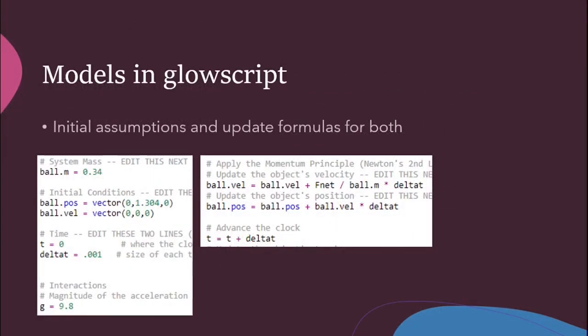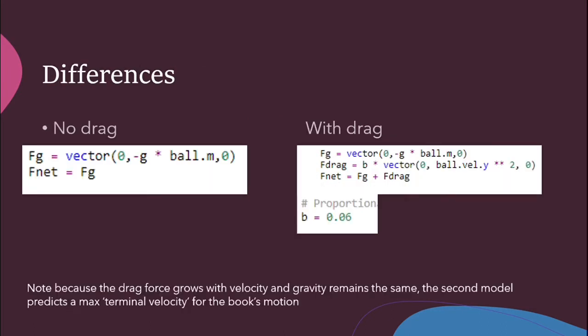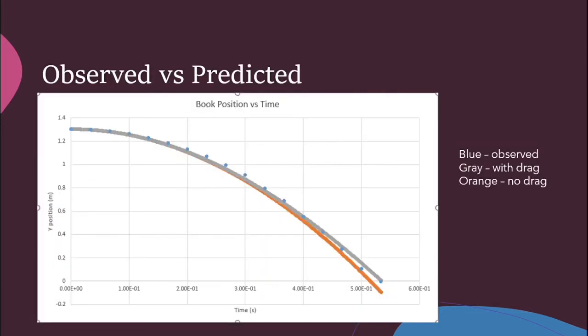This is what both models share as initial assumptions, and this is what it looks like in GlowScript, and this is what they have different, as I said before, just coded up for no drag and with drag, with a proportionality constant just determined by trial and error to see what fits our data the best. And I'd like to note, because our drag force grows with velocity and our gravity remains the same, our second model predicts a point of max terminal velocity for the book's motion.